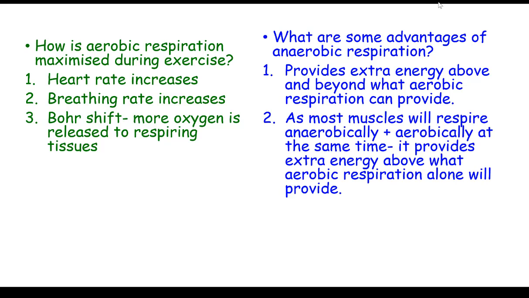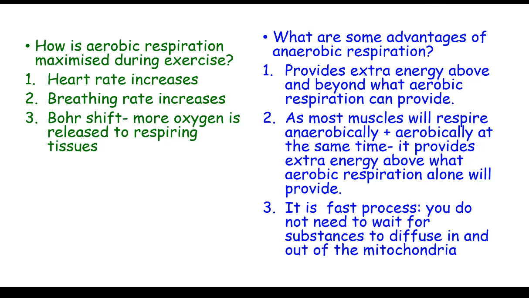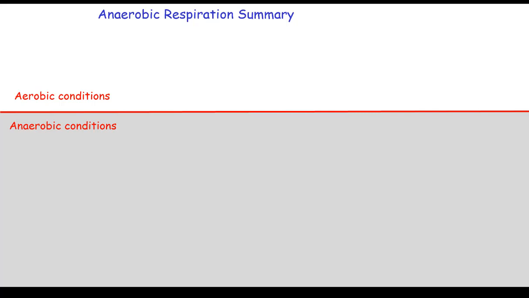As most muscles respire anaerobically and aerobically at the same time, it provides extra energy above what aerobic respiration alone can provide. And the final thing is, anaerobic respiration is a fast process. It only really involves glycolysis, which takes place in the cytoplasm, so we don't need to wait for substances to diffuse in and out of the mitochondria for it to take place. So, the advantage is that it's a fast process because there's only the steps in glycolysis which we're relying on to produce ATP.